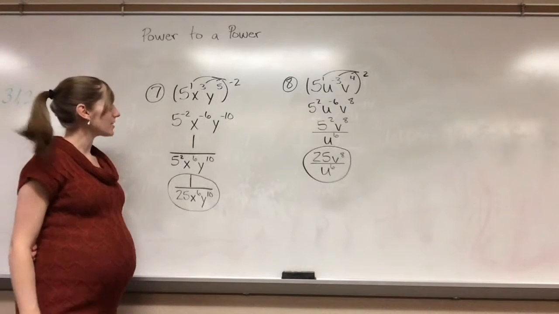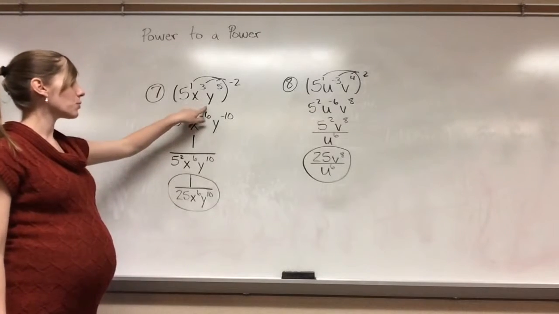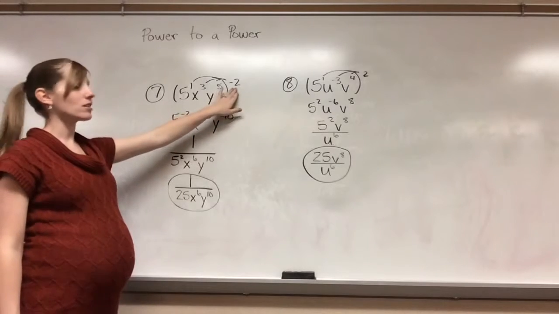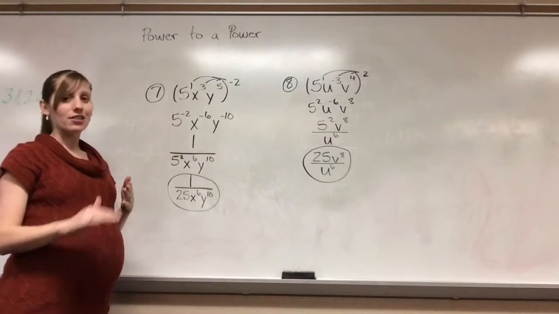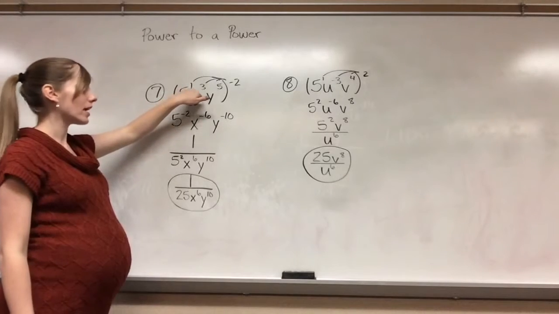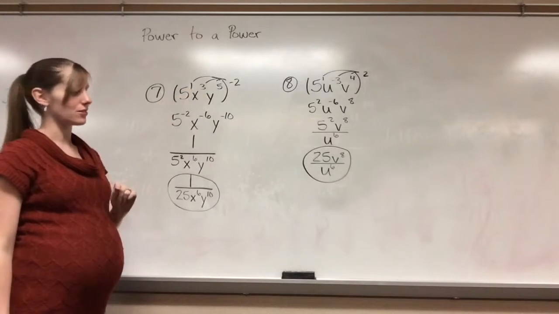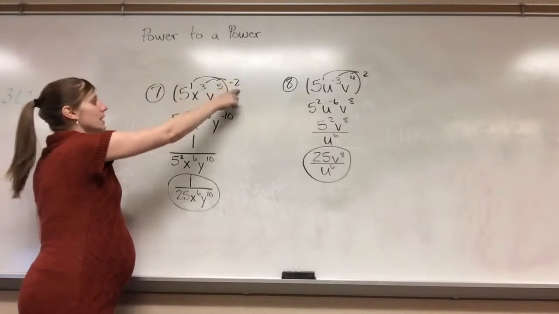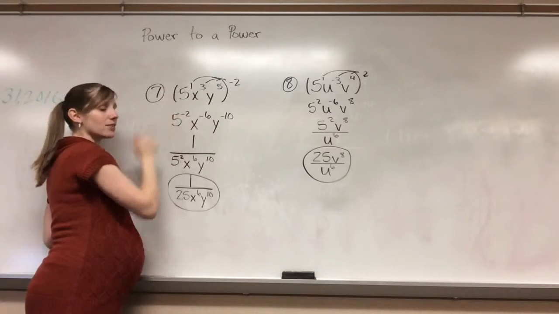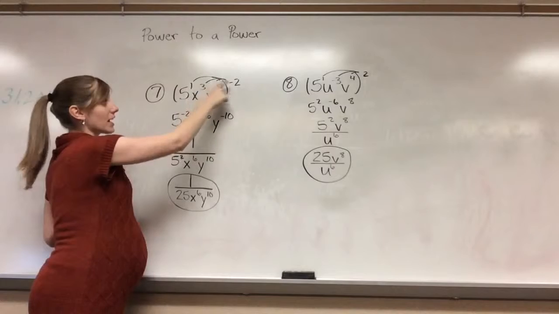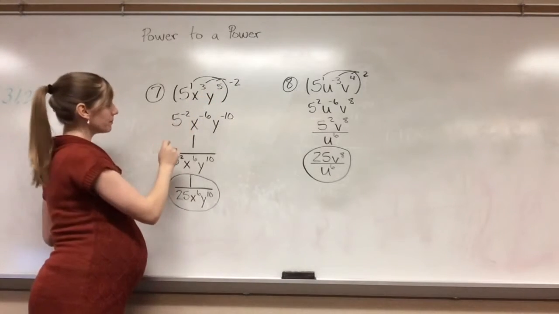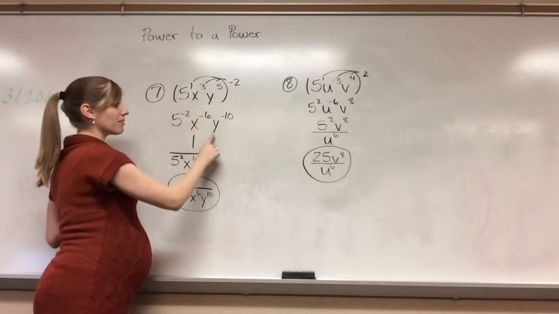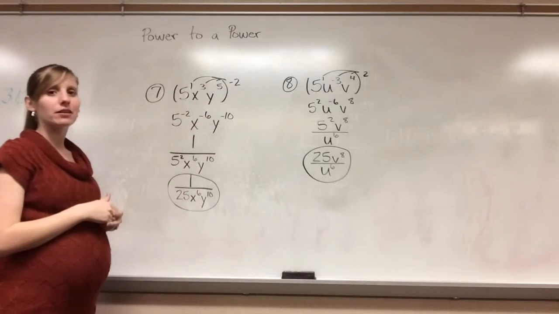For problem number 7, we had 5x to the 3rd, y to the 5th, and we're raising that all to the negative 2nd power. So the first thing I did was multiply all the exponents, including the 1 that's by the 5, even though they didn't write it. So 1 times negative 2 gave me 5 to the negative 2nd power. 3 times negative 2 gave me x to the negative 2nd power. And 5 times negative 2 gave me y to the negative 10th power.